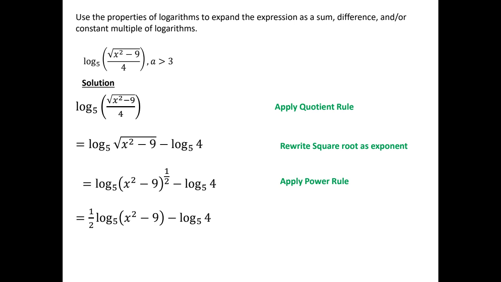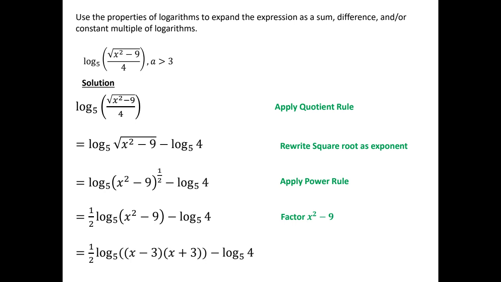If you see here, what I have is a difference of squares. I have x squared minus 3 squared, and 3 squared is 9. So I can simplify or factor that input value, x squared minus 9, into x minus 3 times x plus 3. So if you see here, now I have a log of base 5, and I have two things that are being multiplied with each other. So now I'm going to apply my product rule again.